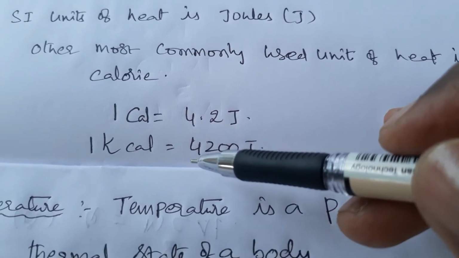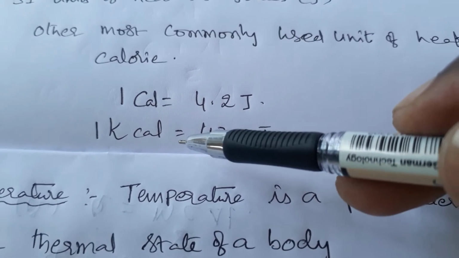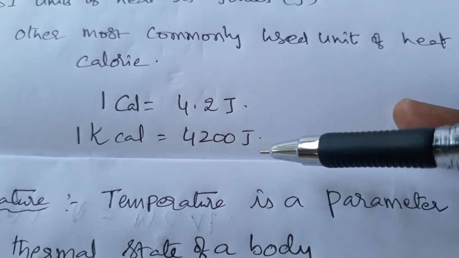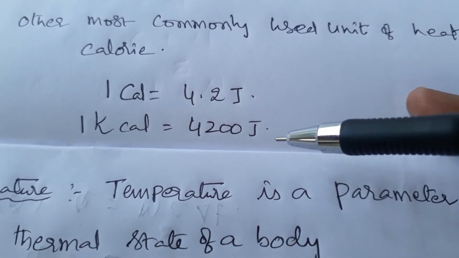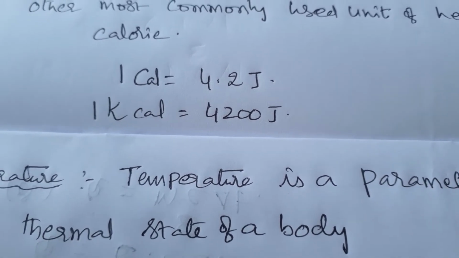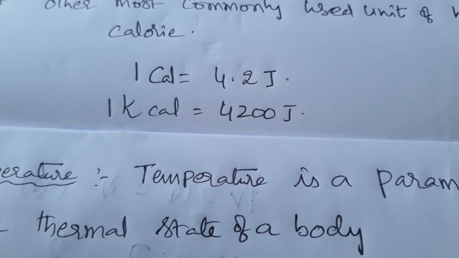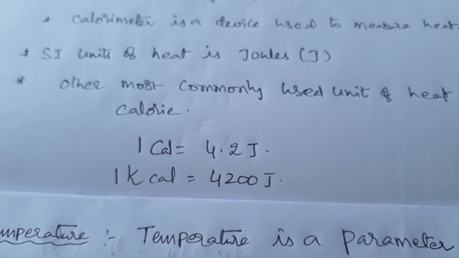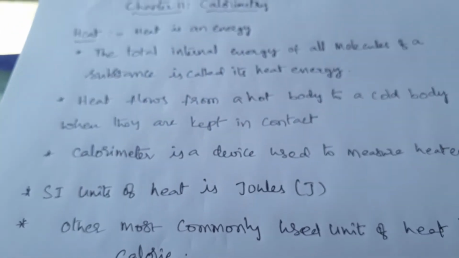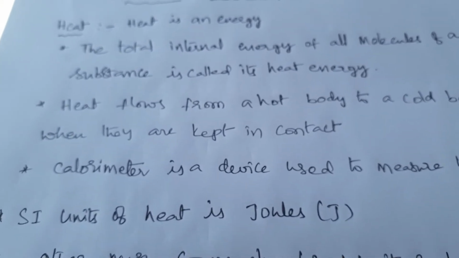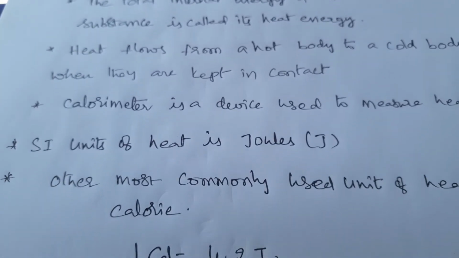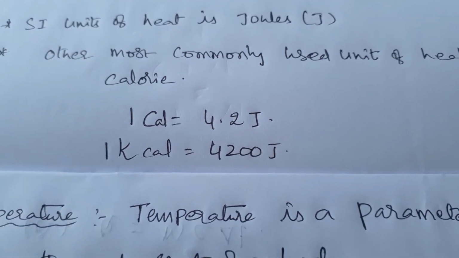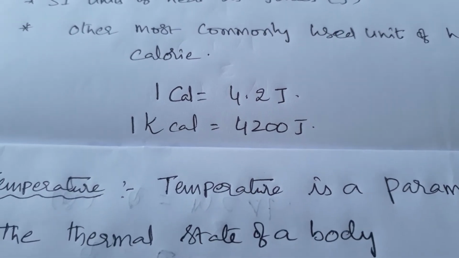And also, the higher unit, 1 kilocalorie, is equal to 4200 joules. This is about heat energy. Heat is always represented by the capital letter Q. Capital Q is the letter used to represent the heat energy.